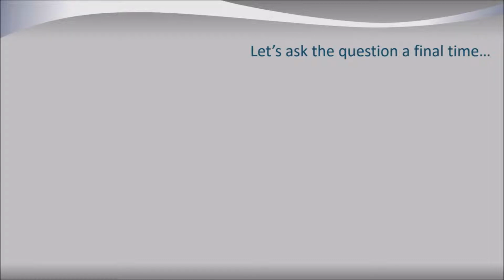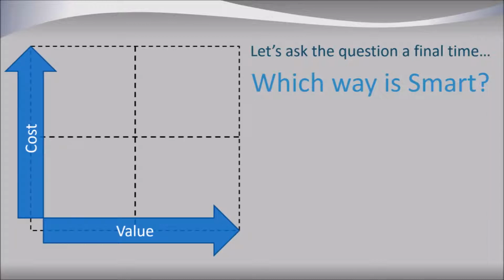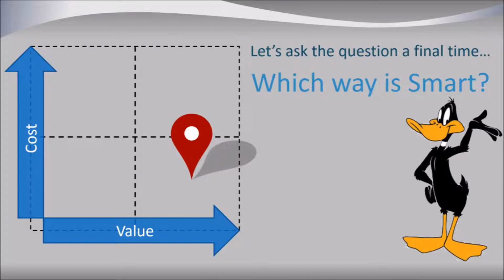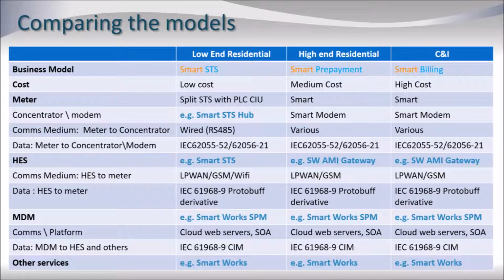So let's ask that question a final time. Which way is smart? Well, needless to say, it's where the value is high and the cost is low. As Daffy says, "He'll catch on any minute now." For reference, the characteristics of each of the three models is described in this table.